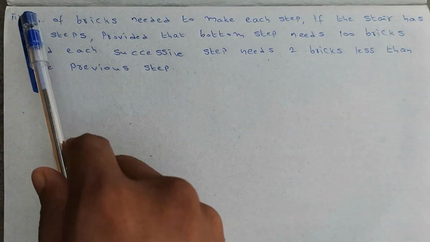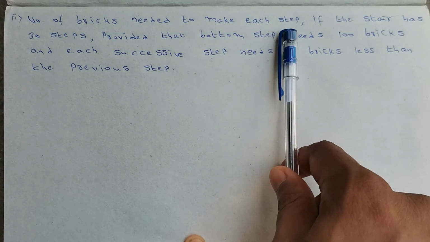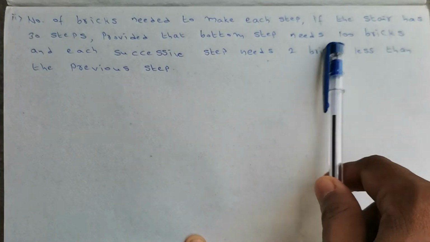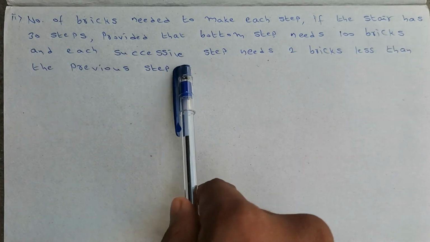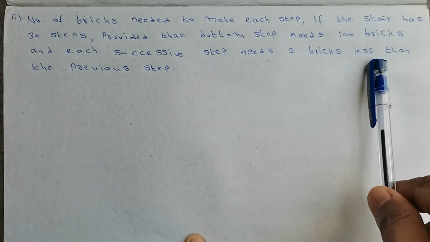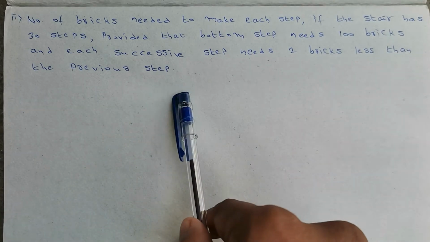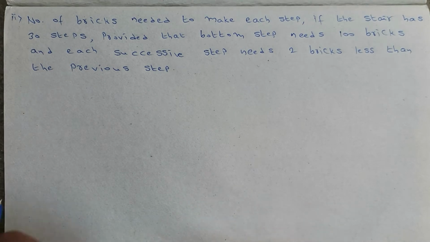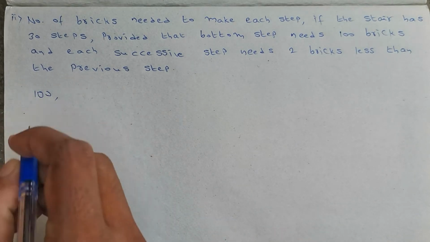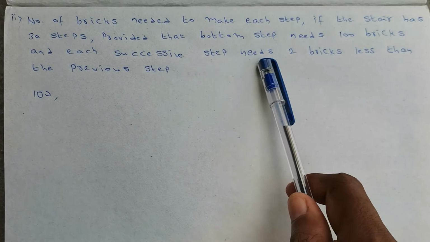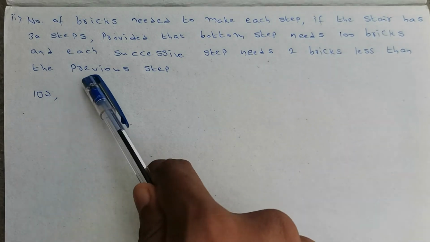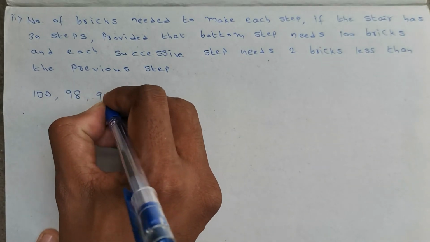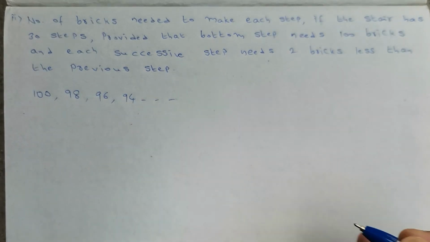Question number 2. Number of bricks needed to make each step. If the stair has 30 steps, provided that the bottom step needs 100 bricks and each successive step needs 2 bricks less than the previous step. So 100 for the bottom step. Next, each successive step needs 2 bricks less than the previous step. Then it keeps on decreasing to 98, 96, 94 and so on.